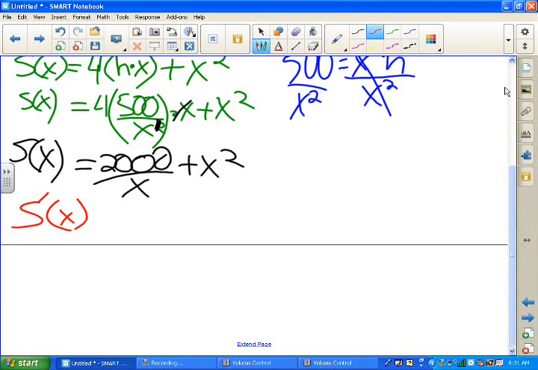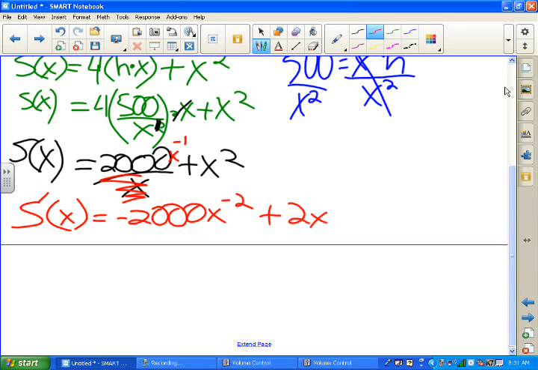Now to find the minimum value, I need to take the derivative, which really gives me the slope of the tangent line. By using the power rule, the derivative is negative 2,000 times x raised to the negative 2 plus 2x. Again, I'm going to need to set this thing equal to 0. I'm going to toss that x to the negative 2 down on the bottom, so it's all over x to the positive 2. And then I'm going to have to set this equation equal to 0 and solve.